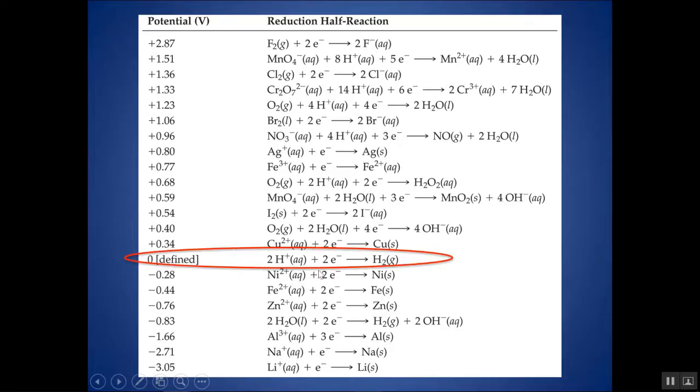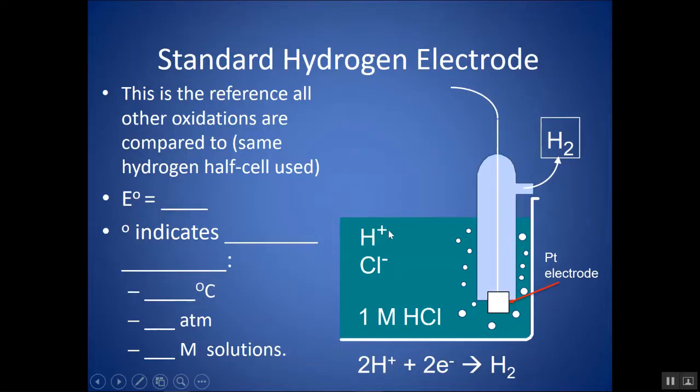So basically, to generate this chart, what they did is they took this half reaction for hydrogen, and they made this one of the half cells in a voltaic cell each time, and they compared all of these other reactions to this hydrogen half cell to see what would be the voltage recorded if we use this hydrogen half reaction as our other cell every single time. So we call this the standard hydrogen electrode. This is the reference all other reductions are compared to. They try to use this hydrogen as the reduction half cell each time.